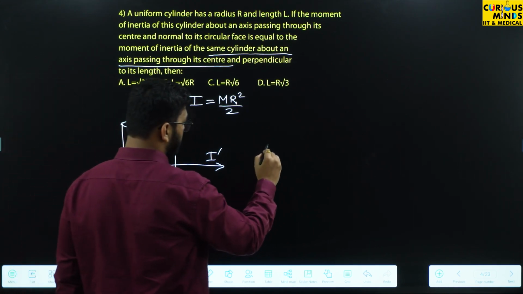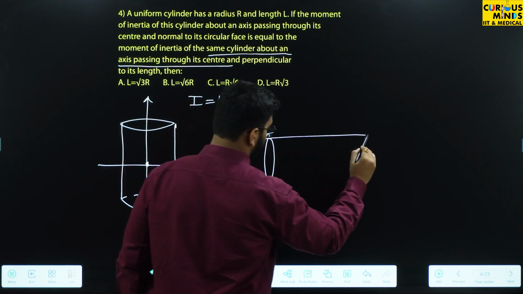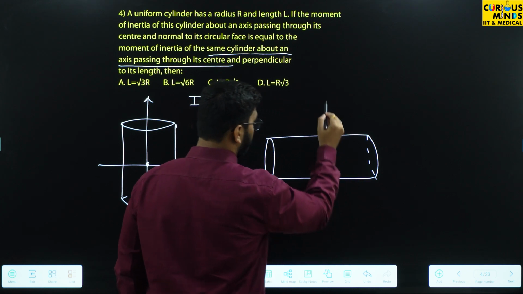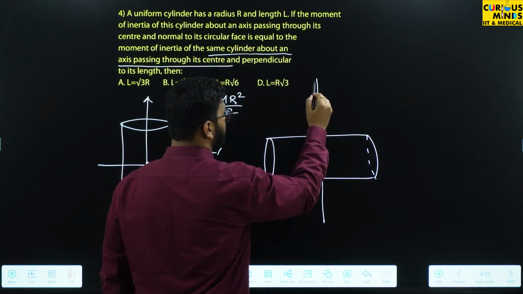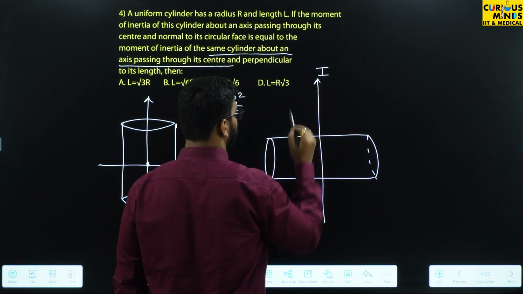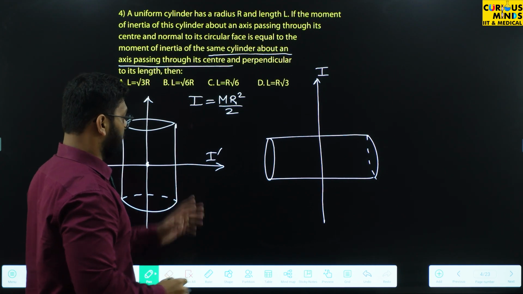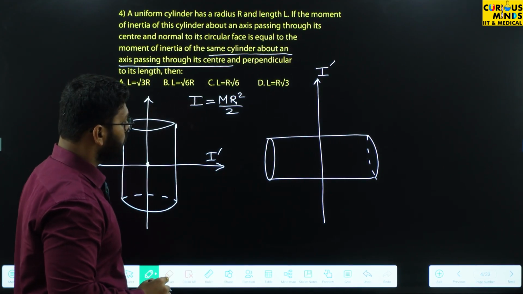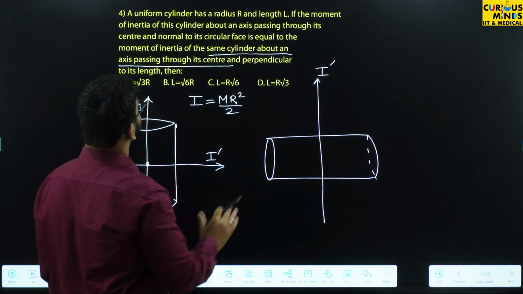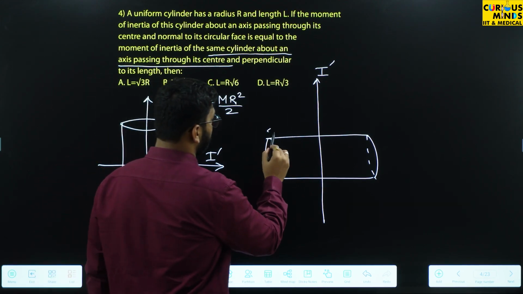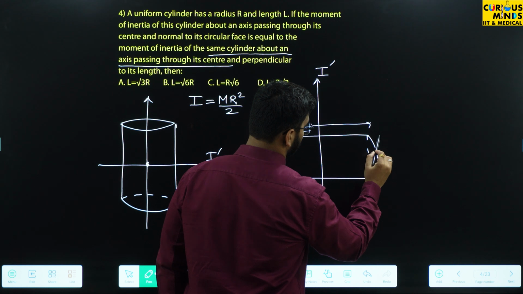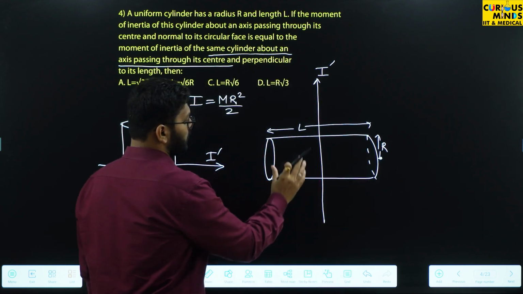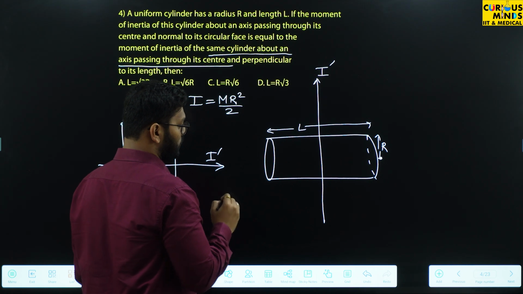What we can do is take this as a cylinder like this, and draw an axis passing through its center like this. Let's say this is the I dash. Now this is a solid cylinder, right? So this has length L and radius R. We have to find out its moment of inertia. Now how will you find the moment of inertia of this?